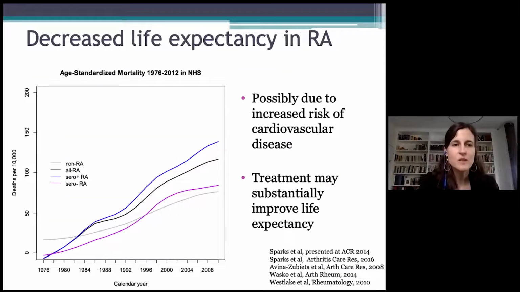So here is a study that was performed in the Nurses' Health Study. If you look here, you can see this gray line is non-RA patients, and this blue line is generally our more severe patients who are seropositive. We think that the decreased life expectancy in rheumatoid arthritis is possibly due to the increased risk of cardiovascular disease, at least in part. And we found in studies that treatment of their RA may substantially improve life expectancy, possibly by at least in part reducing this cardiovascular disease risk.